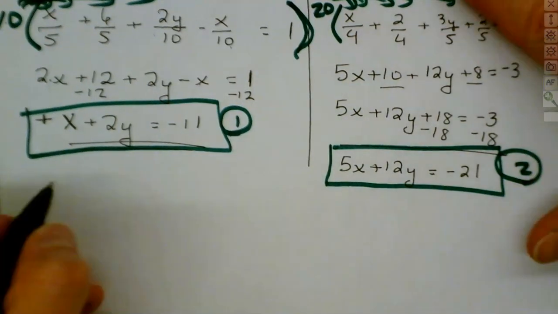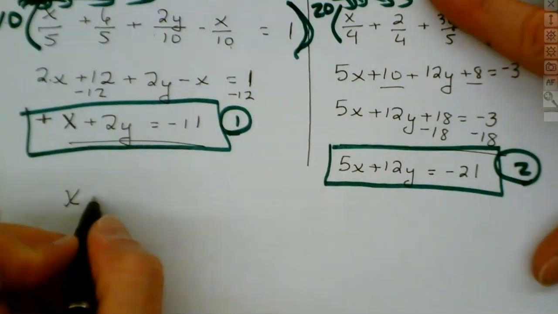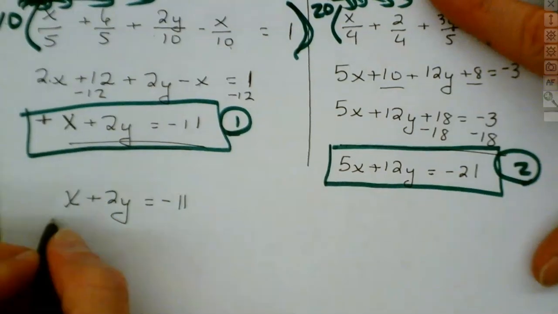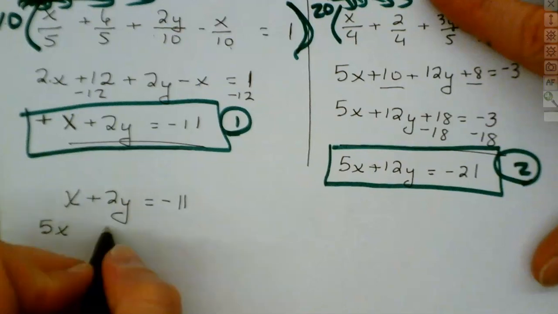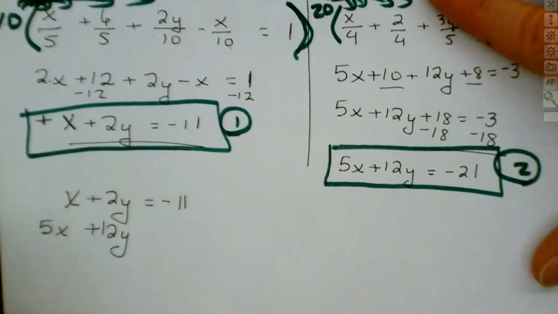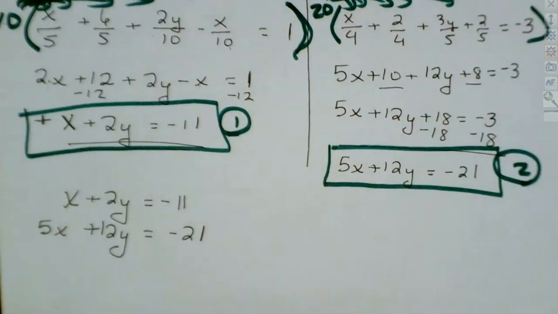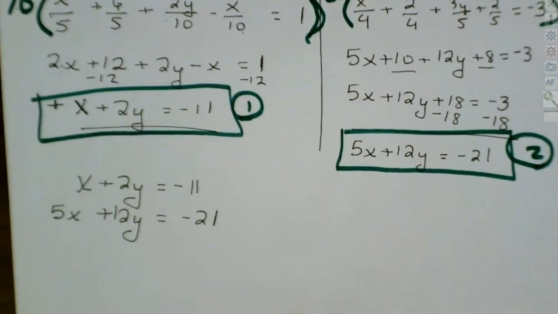So now let's take our two equations. So we've got x plus 2y equals a negative 11. And we have 5x plus 12y equals a minus 21. So that's our two equations. I would say eliminate for x. And if I say eliminate for x, what would you multiply that top equation by? Anybody got any ideas?